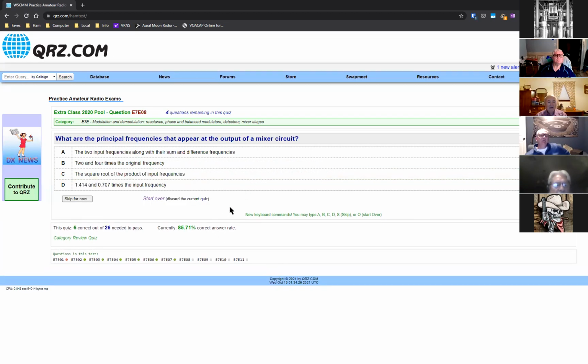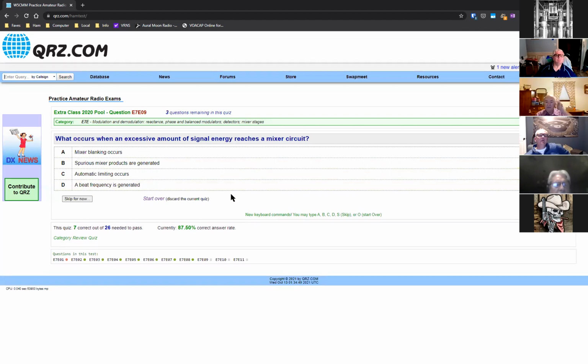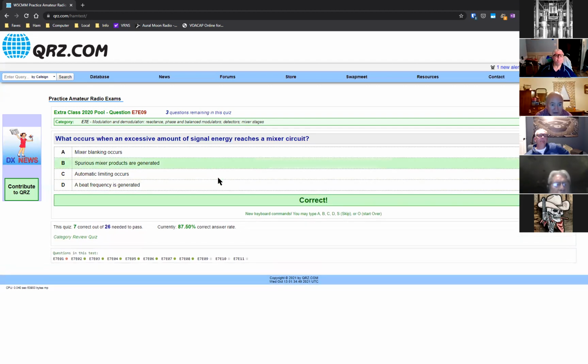What are the principal frequencies that appear at the output of a mixer circuit? It's going to be A. The inputs along with the sum and differences. What occurs when an excessive amount of signal energy reaches a mixer circuit? B. Yeah, B.